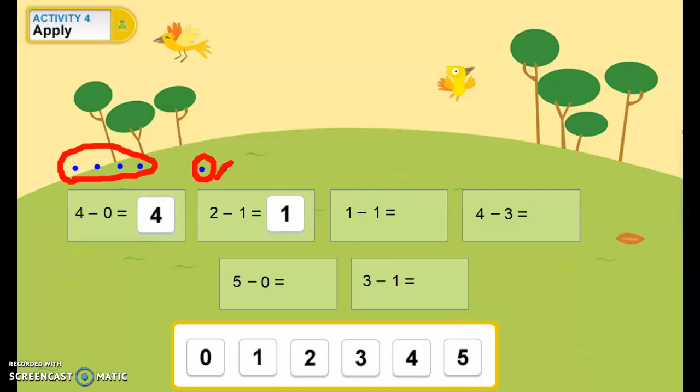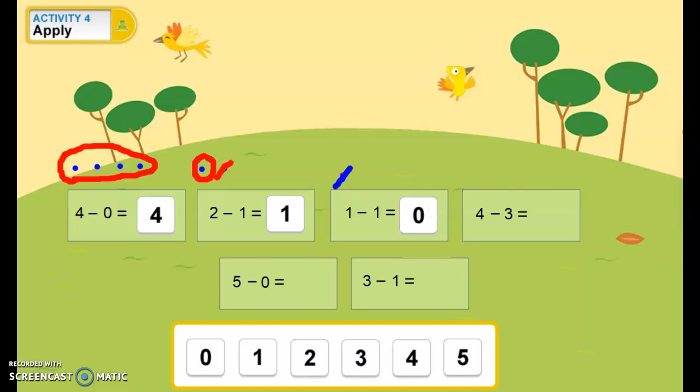Okay. Moving on over to the next one here, it says that I have 1. So put up 1 finger. And it's telling me to take away 1. Okay, bye. So how many are left? I don't see any more dots above that equation. So 1 minus 1 equals 0 because I have nothing left.